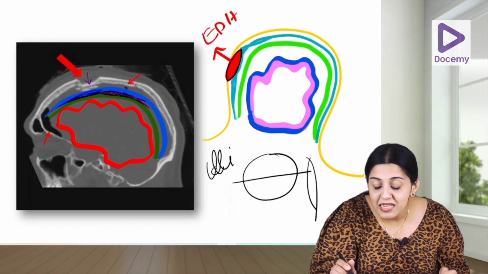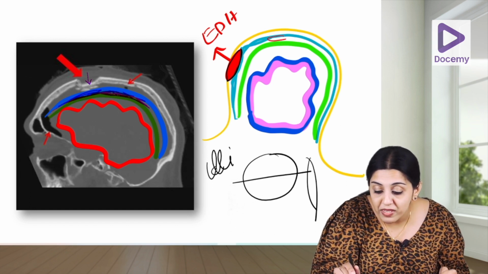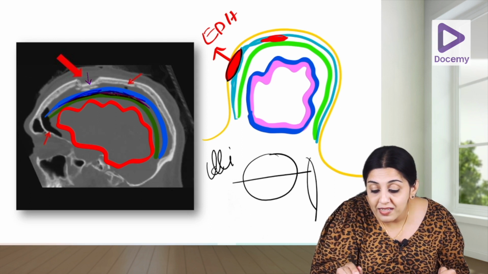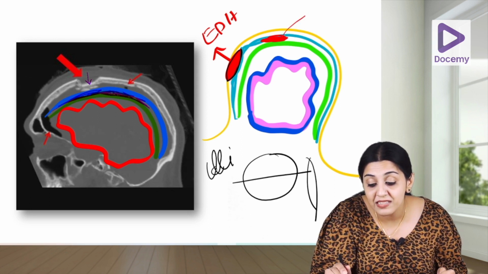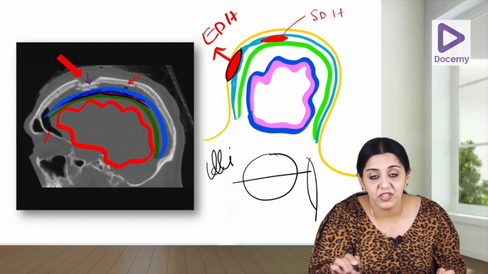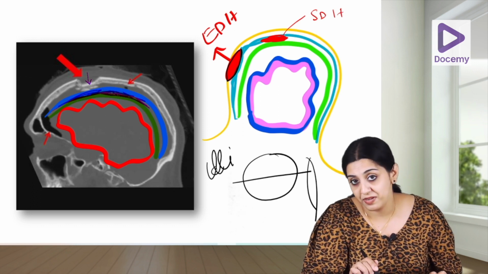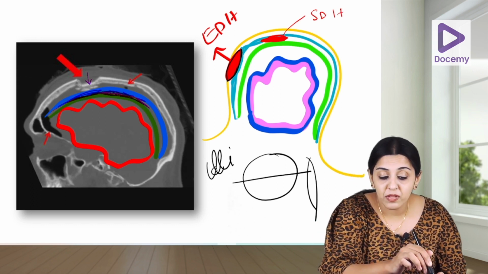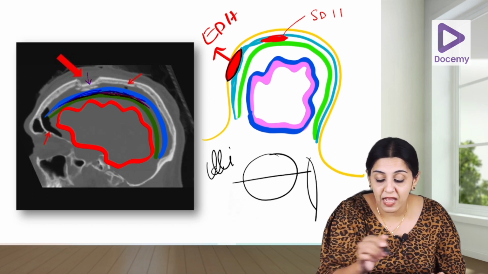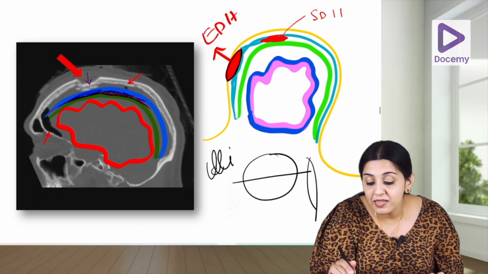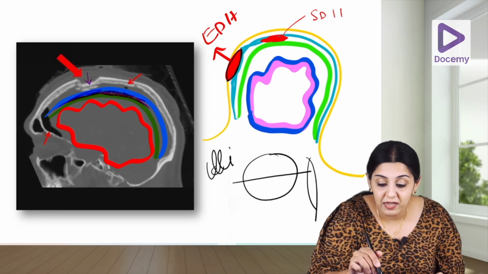The next one is when the hematoma develops over here, underneath the dura. So it is subdural hemorrhage. Now the problem with subdural hemorrhage is that underneath that is the arachnoid mater, right?